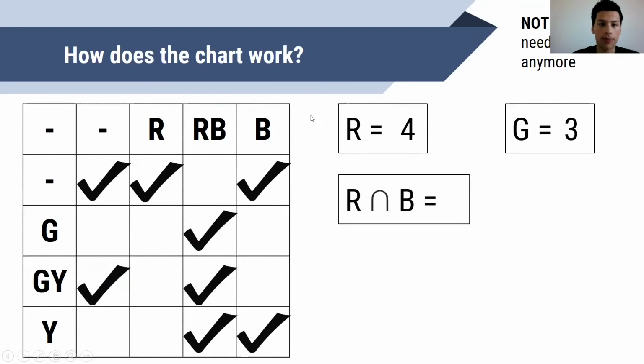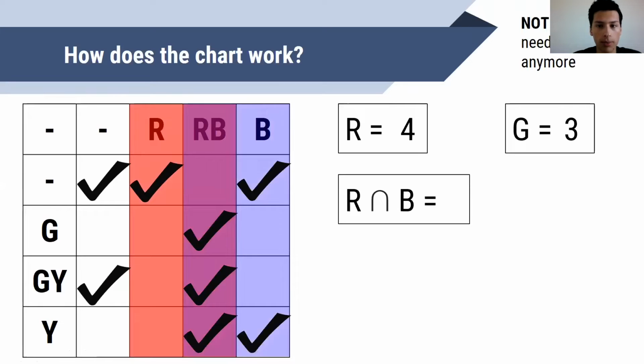Red and blue, or red intersection blue. You can call it intersection or you can call it and. Either way, it wants the cards that have both red and blue. So if we look at both columns, the cards that have red and blue are this middle column here, the red-blue category, and there's 3 there. So once again, very simple. You don't have to look at the cards at all. You don't even need the cards at all. You only need your chart, and that's going to be on your paper.